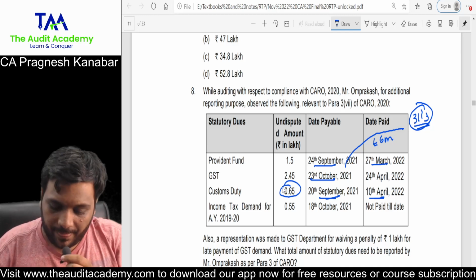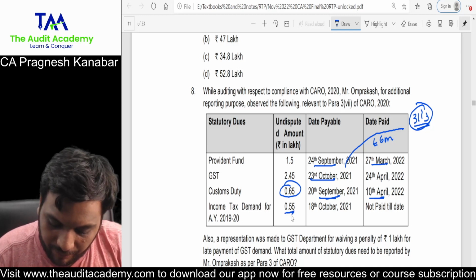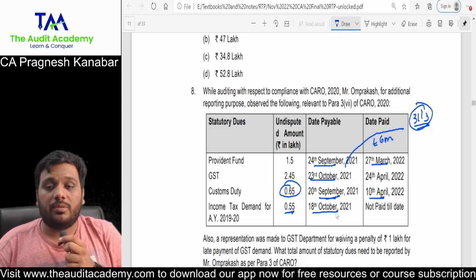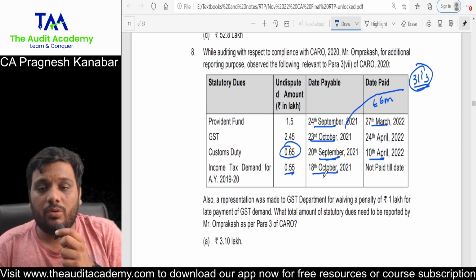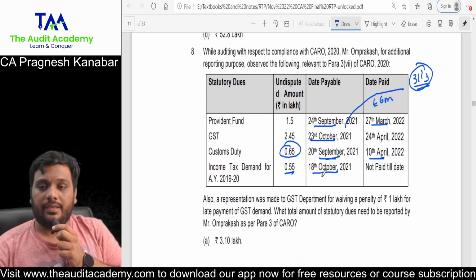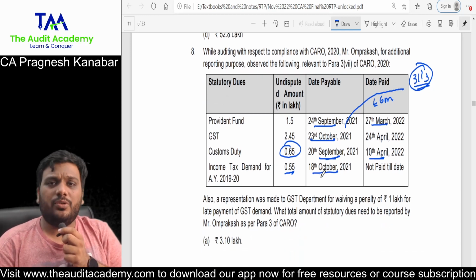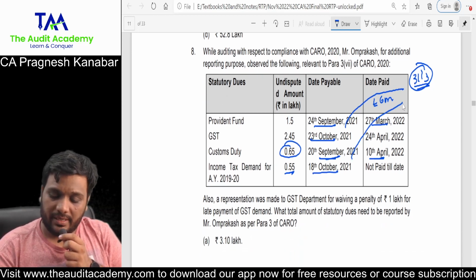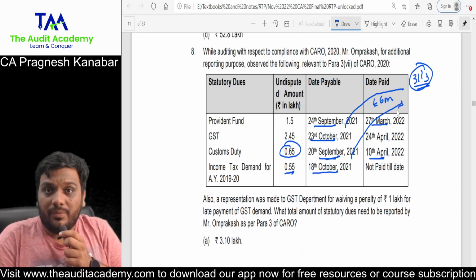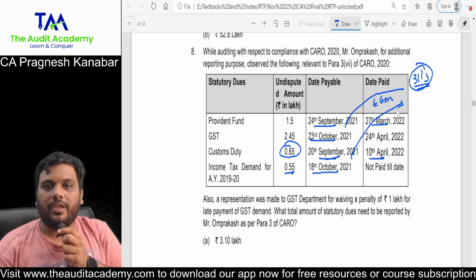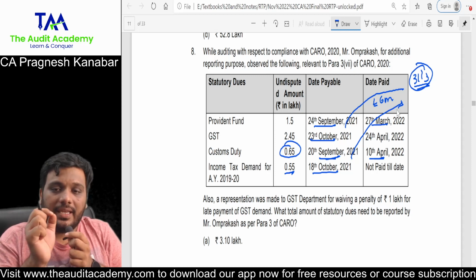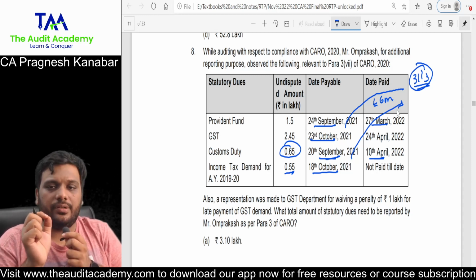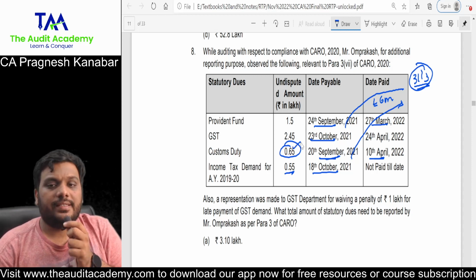Now this income tax demand of 0.55 over here, date payable is 18th October but not paid till date. Okay, not paid, but do you see that 18th October to 31st March is still within 6 months, so not a problem. So in that 7A, the amount of statutory dues that will be reported will be 0.65 lakh.